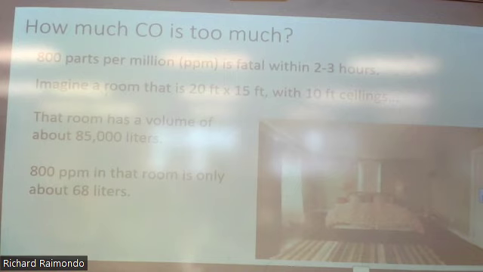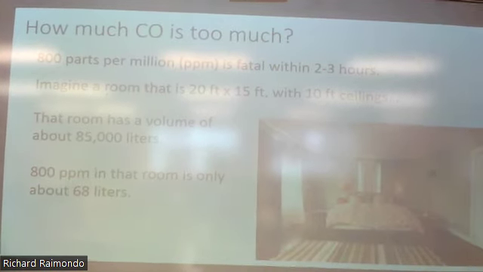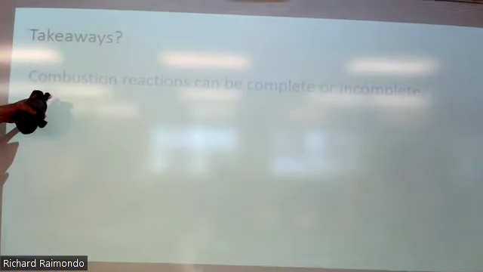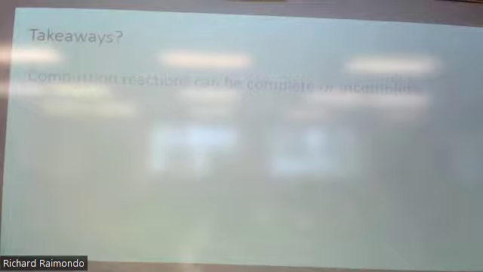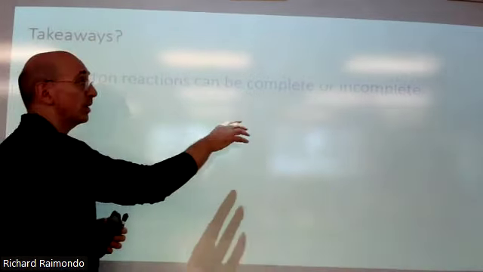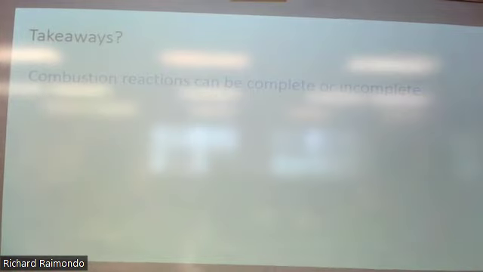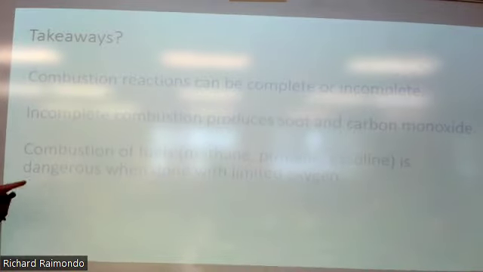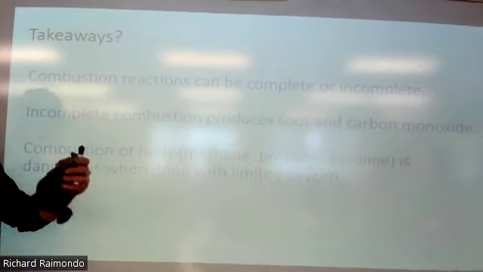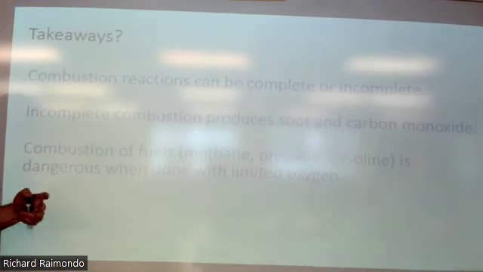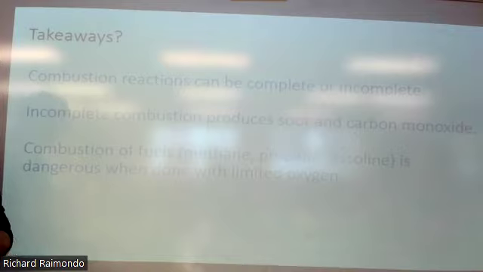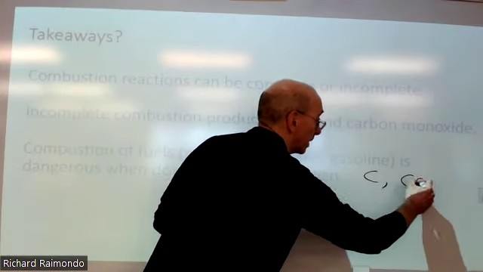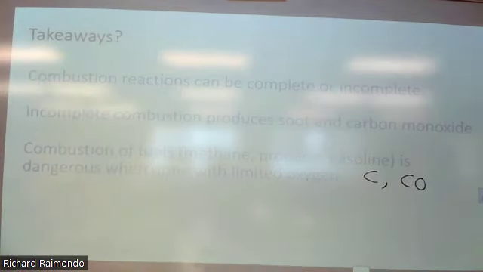So it's a product of incomplete combustion. If we're going to burn something, we burn it outside, or with a lot of oxygen. Any questions on that? I'm not trying to scare you. So what do we take away from this? Combustion can be complete or incomplete. Complete means you're just making CO2 and water. Incomplete, you have those other two products, soot and carbon monoxide. If you combust any fuels, methane, propane, gasoline, alcohols, it's dangerous if you do it with limited oxygen. You end up with carbon and carbon monoxide in addition to your other products of combustion.